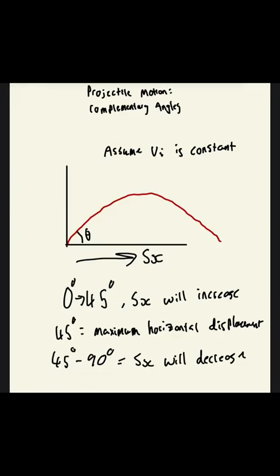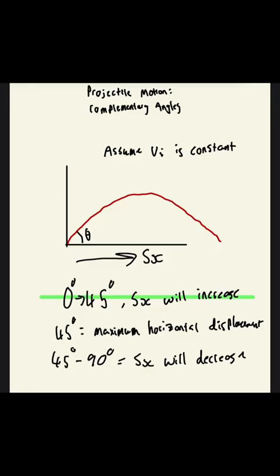Now this occurs because at low angles, the projectile has a large horizontal component of velocity, but a short time in the air because it's got a small vertical velocity component. However, at high angles, it stays in the air longer, but has a smaller horizontal component. At 45 degrees, these two effects are balanced to produce the maximum range.